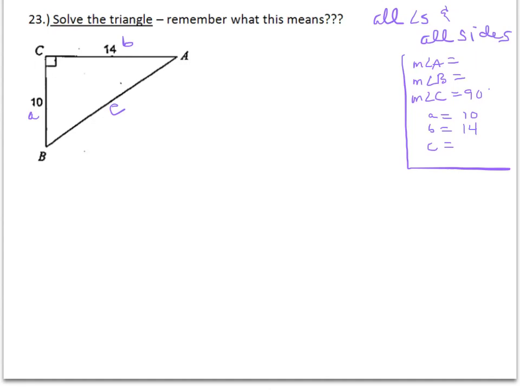I'm going to go ahead and start off with the Pythagorean theorem to get my third side. I can do that because I have two other sides. So C is the hypotenuse, which means that's going to have to be the one alone on the other side of the equal sign. 100 plus 196. So 296 equals C squared, rounding to the tenth. When I take the square root of 296, I get 17.2.